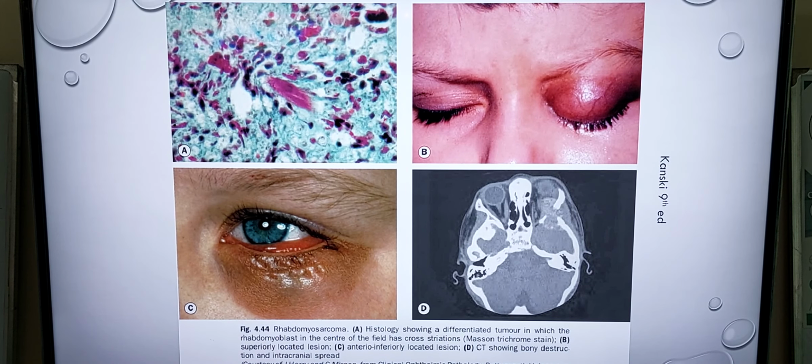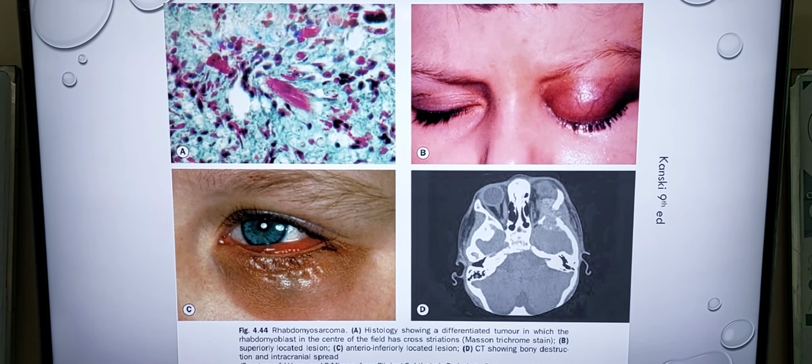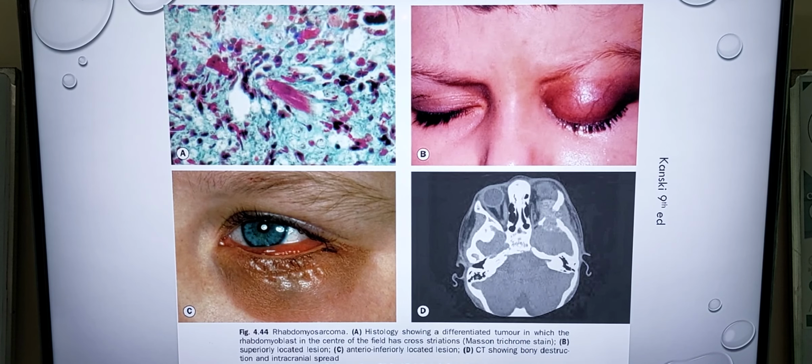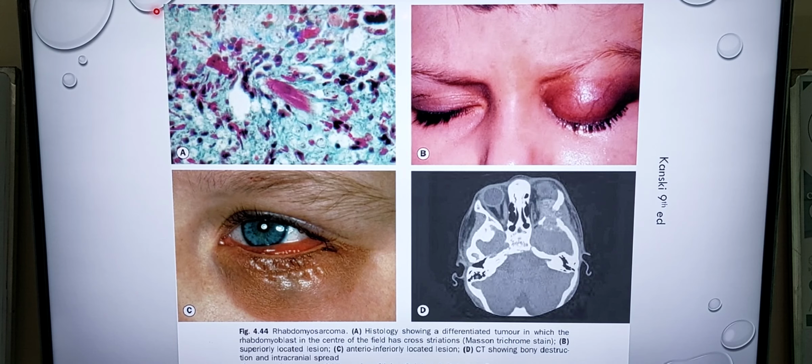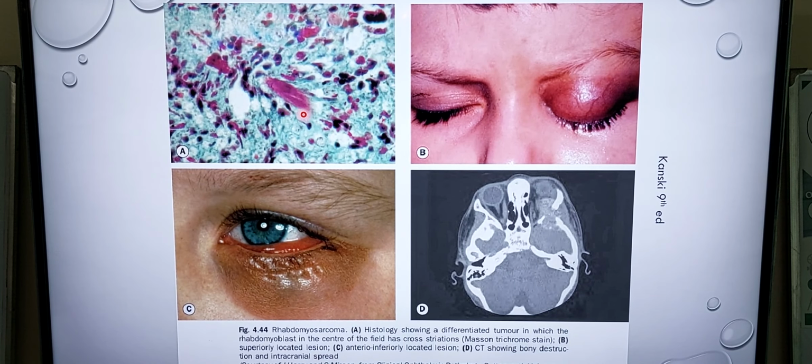Use the pointer. How to use the pointer on the laptop? Right click. Right click. You learn to use the pointer.